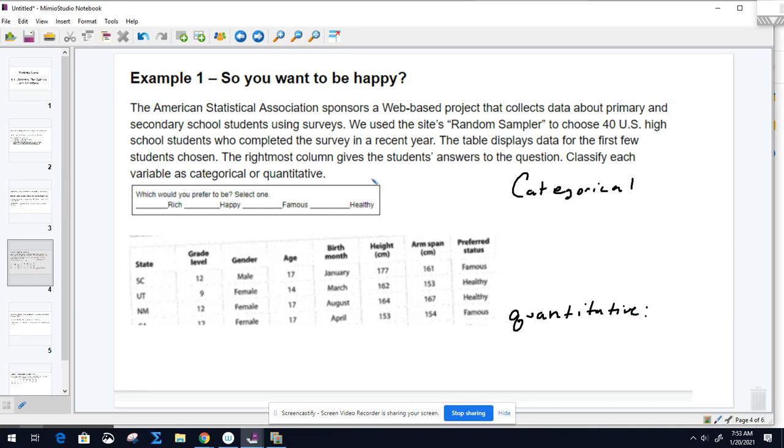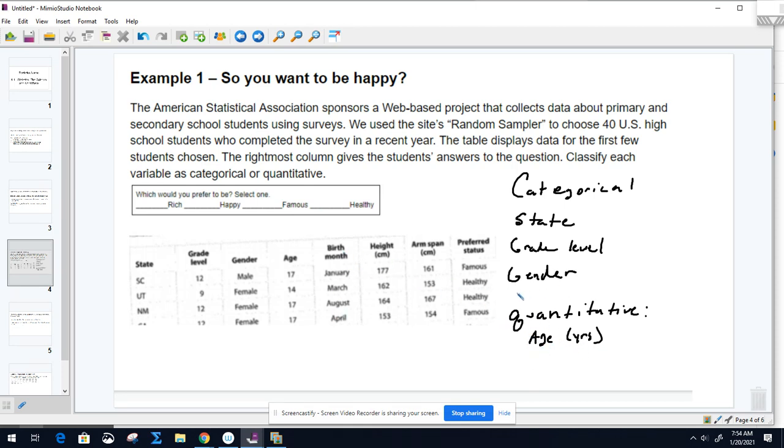So the very first one here is state. Is state quantitative? Is that a numeric value? No, that places them into a category. Okay, grade level. Even though they are numbers, I could also call this freshman, senior, right? So grade level would also be categorical. Gender for this specific thing would be categorical. Age is a number, so we would have age quantitative. And if you want to put the units, it can help define that. So we're talking about age in years.